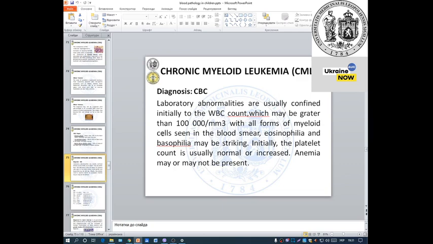The diagnosis of chronic myeloid leukemia is based first of all on the changes in peripheral blood. White blood cells may be greater than 100,000 with all forms of myeloid cells. Eosinophilia and basophilia may be striking. Initially, the platelet count is usually normal or increased. Anemia may or may not be present.